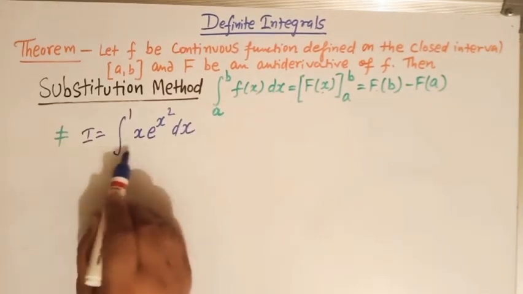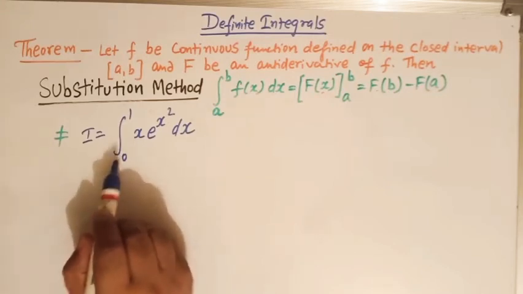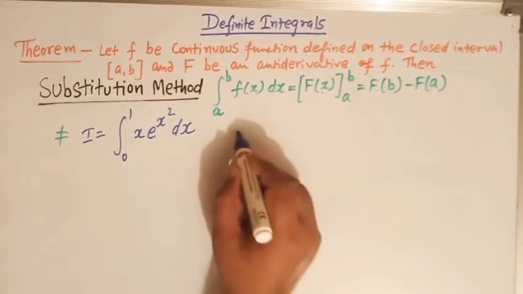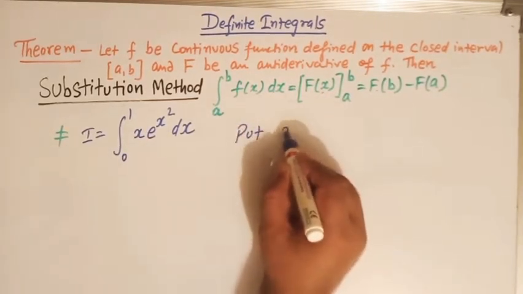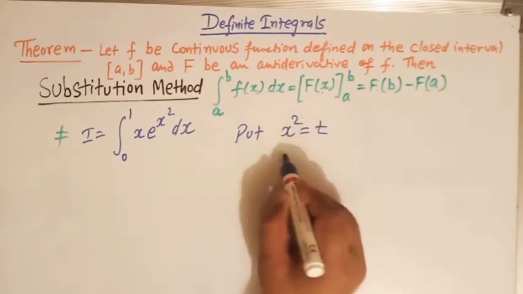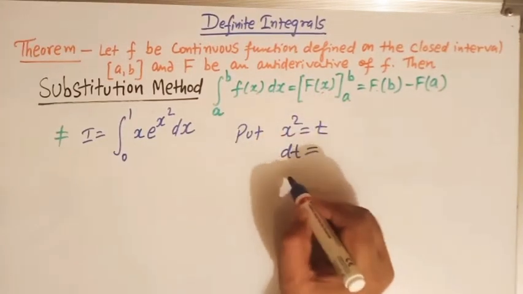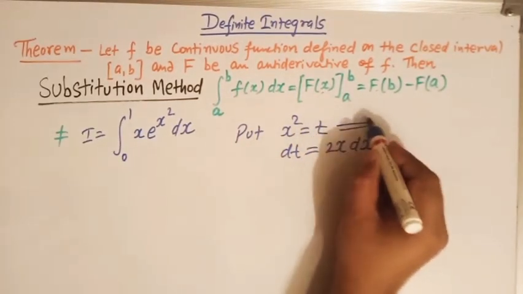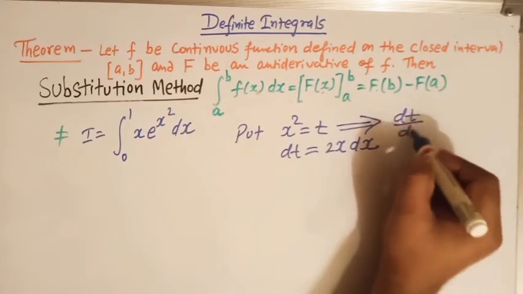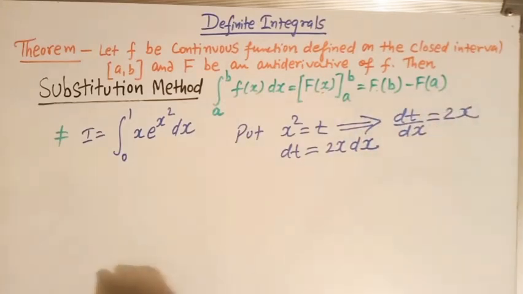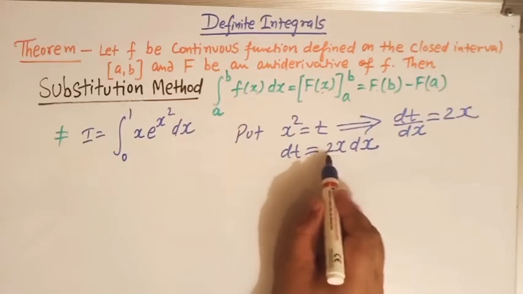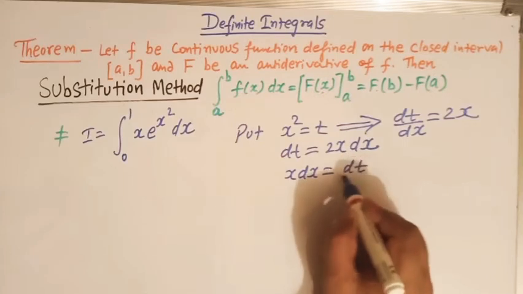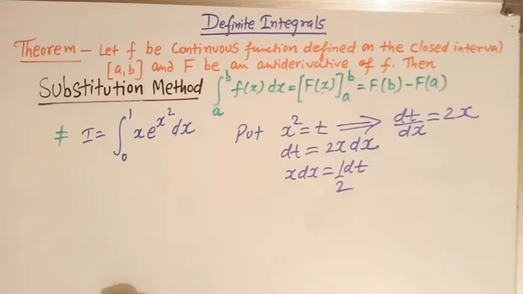Now let us take this problem. Here we have to find this definite integral from 0 to 1 of x e raised to x square. Now here we put x square is equal to t. So dt is equal to 2x dx, because we can write dt over dx as 2x, right? So dt is 2x dx, so x dx can be written as dt divided by 2, right?